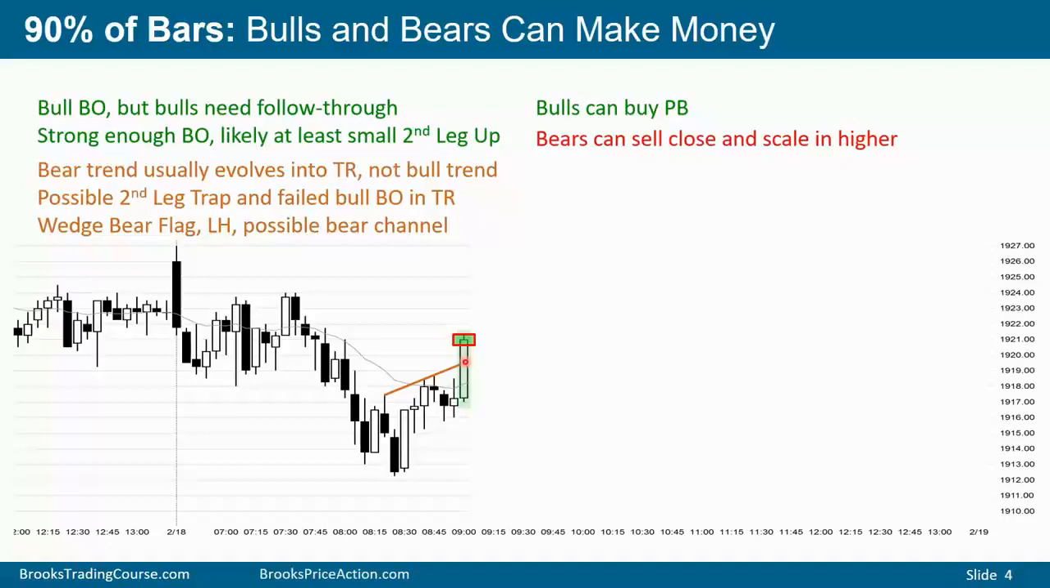Therefore, with all of the reversals after strong trend bars, the bears will sell this close as well, betting against a sustained strong breakout and the start of a bull trend. They'll bet instead on terrible follow-through because, look to the left, every strong trend bar has had terrible follow-through.